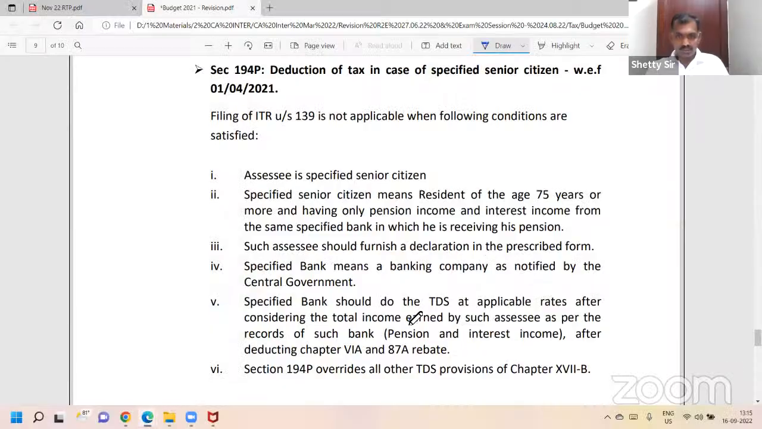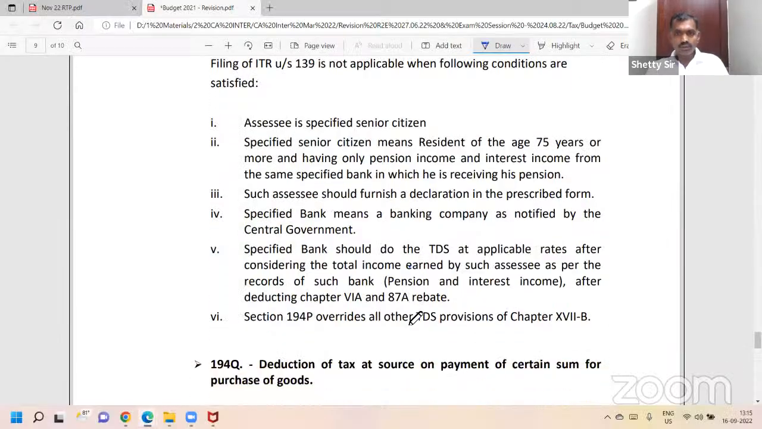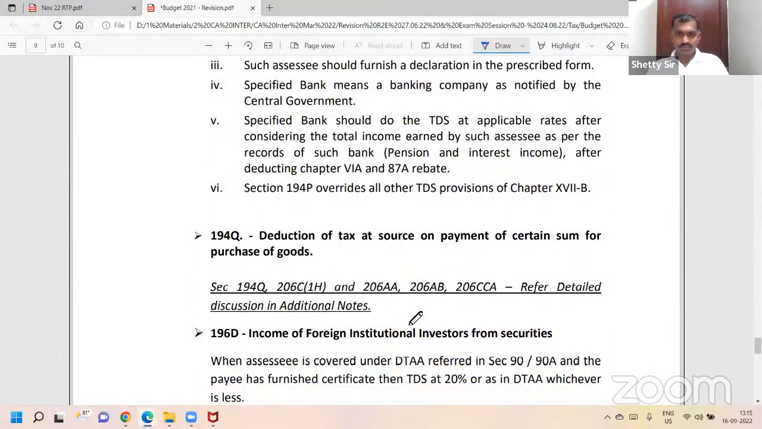And whatever FD I have is all in Canara Bank, nowhere else. In such a case Canara Bank must deduct TDS. I don't have to file the TDS return. I don't have to file the income tax return. Understood? This amendment we do in the regular class, but it was missed.